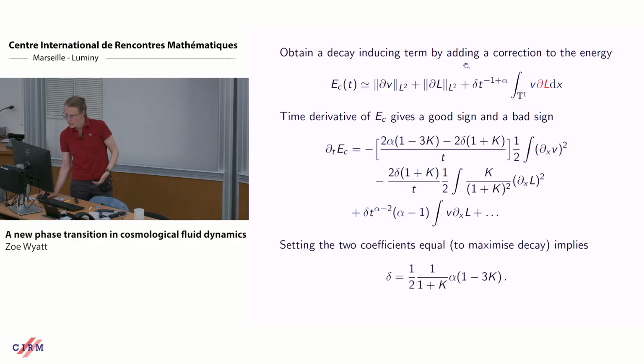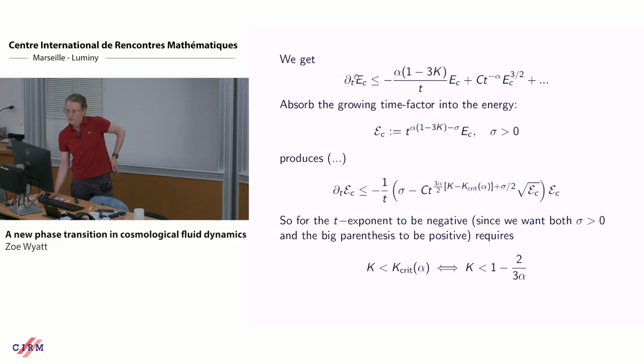You pick this delta here so that these two coefficients are equal to maximize the decay, right? And that then gives you the following evolution for your corrected energy, where now the time derivative of that corrected energy returns here on the right-hand side. You get the full energy functional. You don't miss part of it. You've got the full thing here with this good factor at the front.